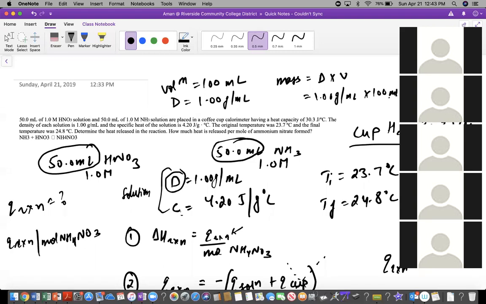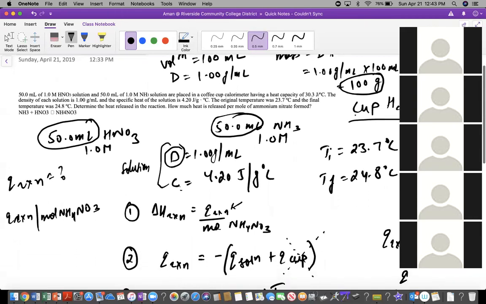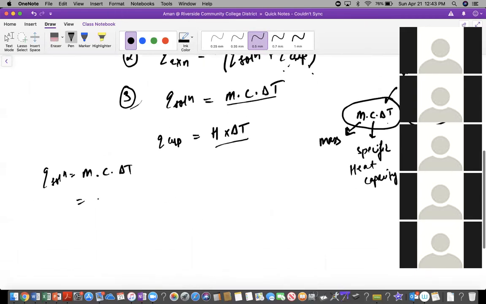I'm just showing you the work in case the density is different on the test. You should know how to use this. The milliliters cancel out, right? So that's why you got 100 grams. So we know the mass of the solution is 100 grams.